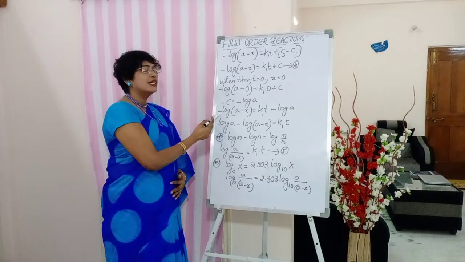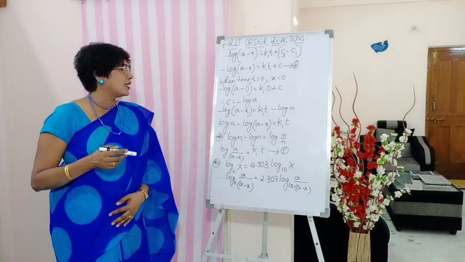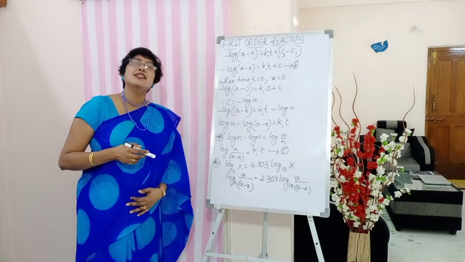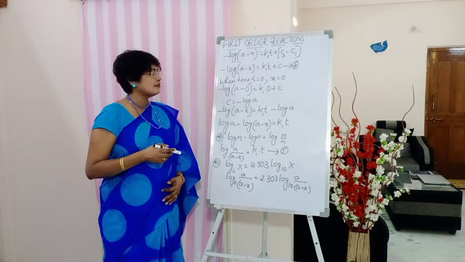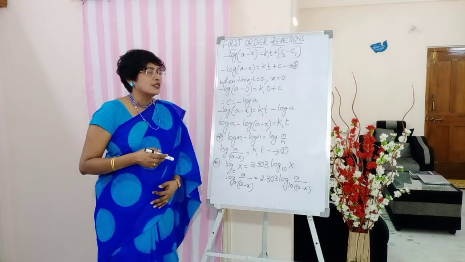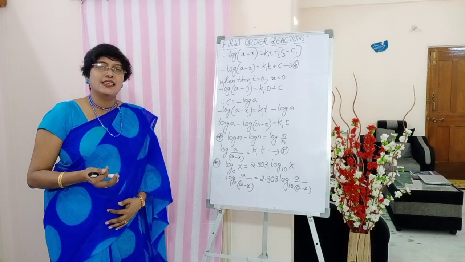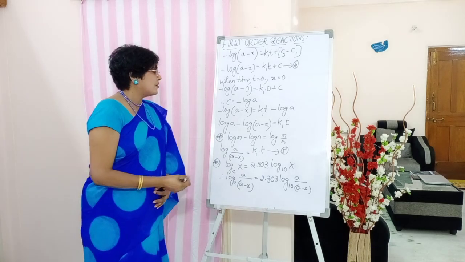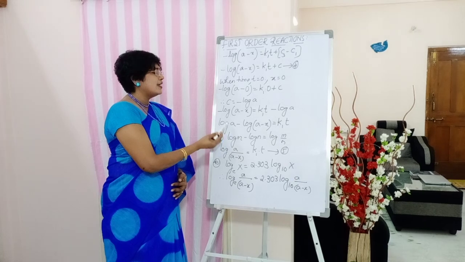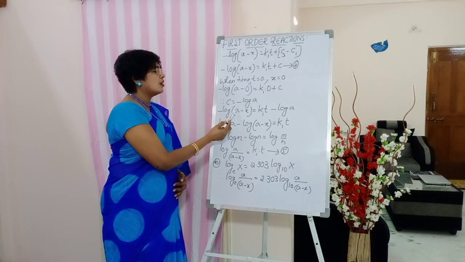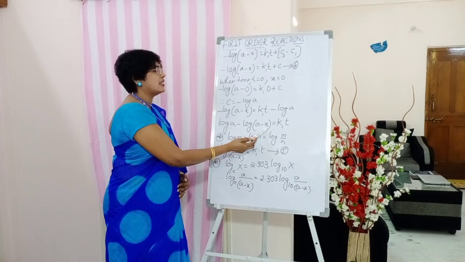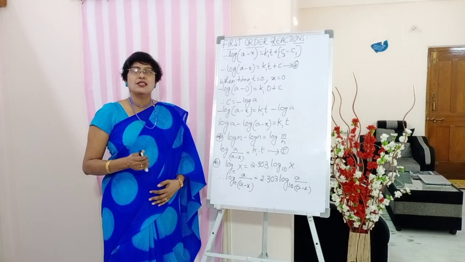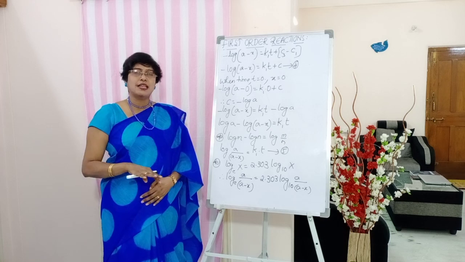That's what I have written here. Minus log a minus x is equal to k1 into t minus log a. Now, below, minus log a, we shall bring this to the left side. It becomes plus. So, log a minus log of a minus x is equal to k1 into t. Just bringing minus log a to the left side.